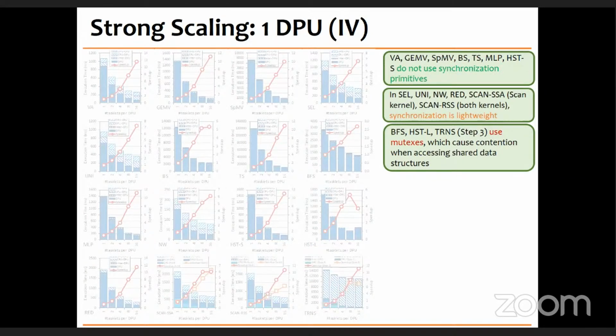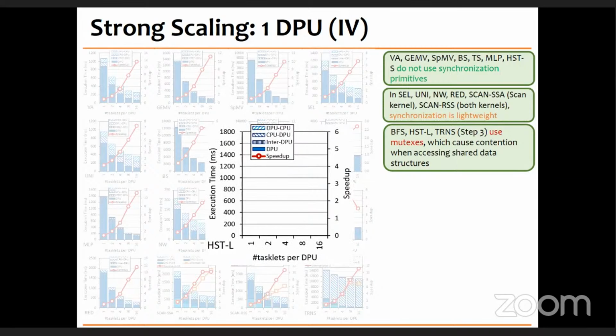And we can actually take a closer look at one of them. This is the histogram. It's one of the versions of the histogram. Here, what we do in this version is we have one subhistogram per DPU. So what this means is that all tasklets running on the same DPU access the same subhistogram. And the way to access the same subhistogram is by using a mutex.